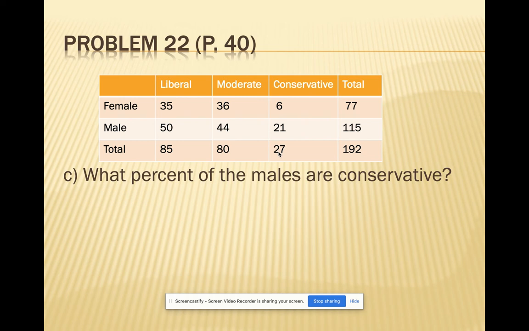Okay, so now we're going to shift to looking at the men only, the males only. What percent of the males, so our new denominator is going to be 115, are conservative? So 21 out of 115, okay? And then times 100 gives me 18.3%. So we are restricting our sample or our population, in this case, however you want to think of it, to the 115 males. And then what we're interested in is the percentage of those 115 males who are conservative. So it's just those 21 conservative males in our numerator.